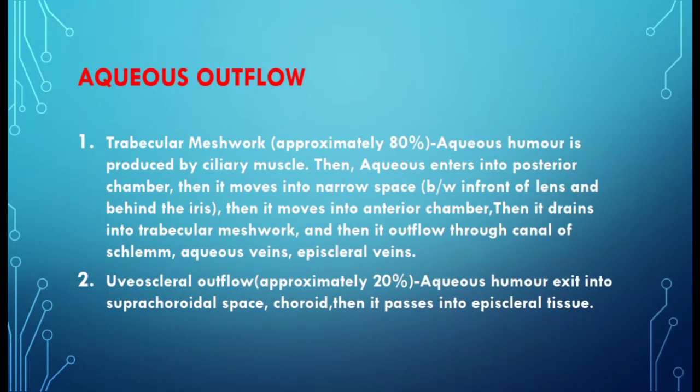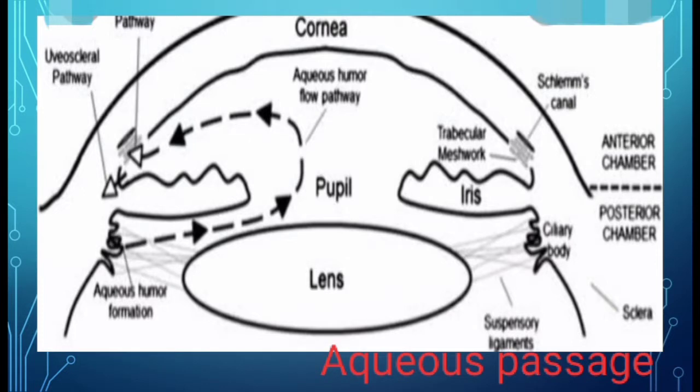Now we are going to see the aqueous outflow. It happens through two routes, trabecular meshwork and uveoscleral outflow. Approximately 80% of aqueous humor drains through the trabecular meshwork and approximately 20% drains through uveoscleral outflow. Aqueous humor is produced by the ciliary muscle. Then it enters the posterior chamber, then it moves into the narrow space between the lens and iris, and then it moves into the anterior chamber, then it drains through the trabecular meshwork. In this image, aqueous production, passage and its outflow are mentioned.